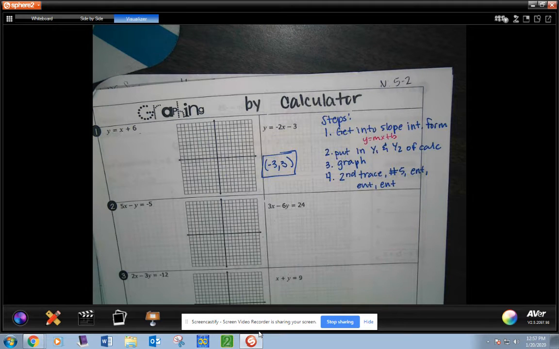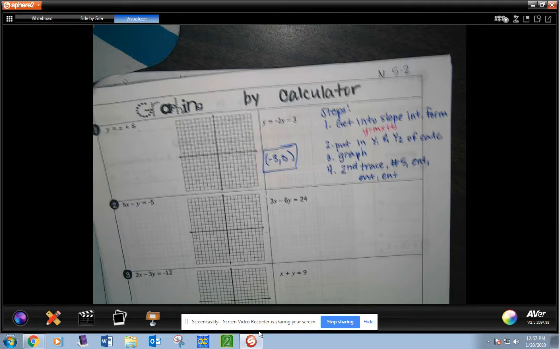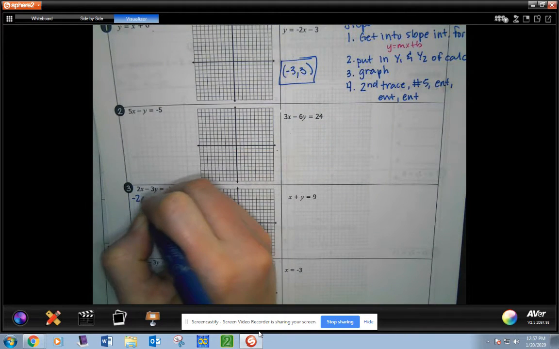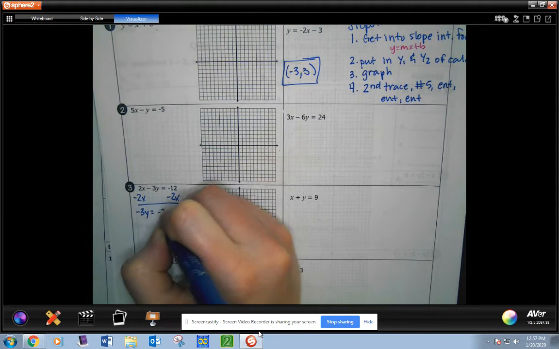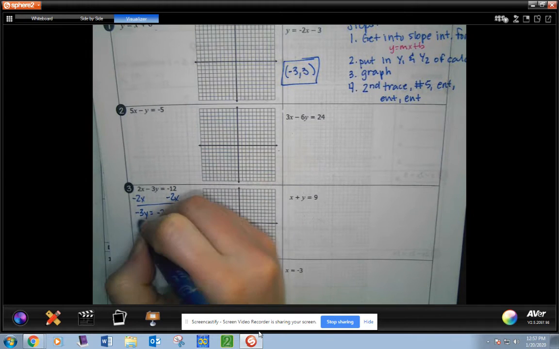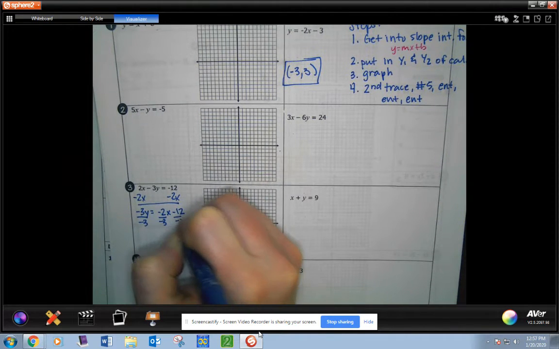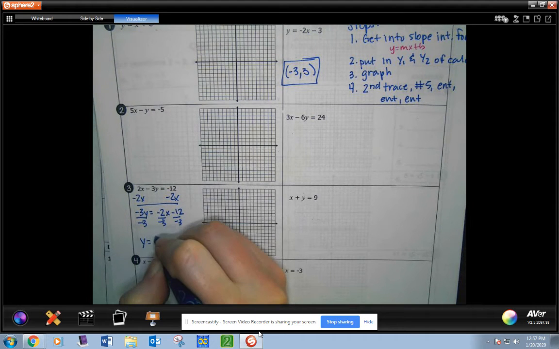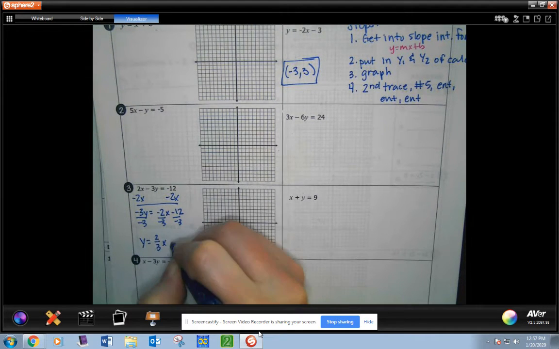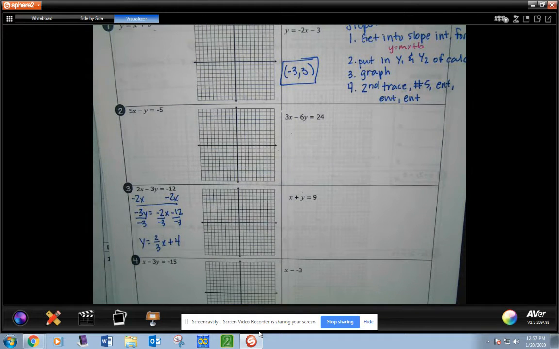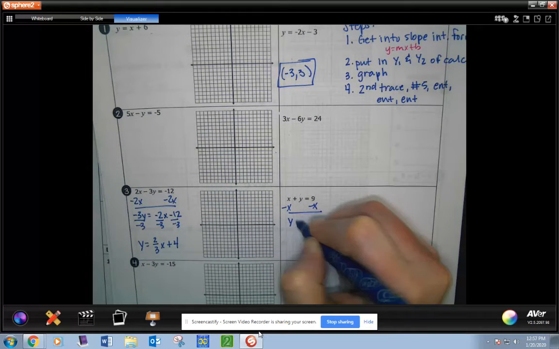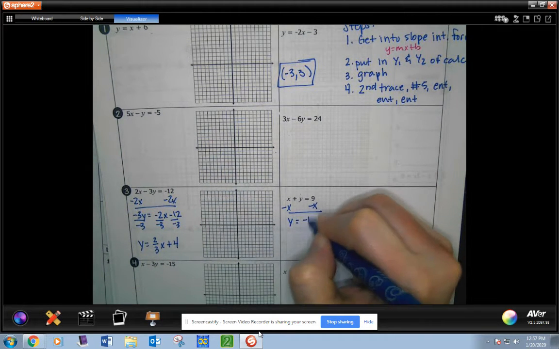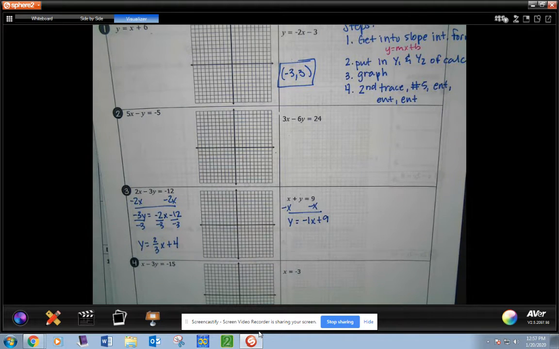Now I'm going to move to number 3. Step 1 is to get into slope intercept. That one's not in slope intercept, so I move the x by changing the sign. That gives me negative 3y equals negative 2x minus 12. Then I divide by the number in front of y, which gives me y equals positive 2/3 x plus 4. Over here, I move the x by changing the sign. That leaves me with y equals negative 1x plus 9, because those don't go together.